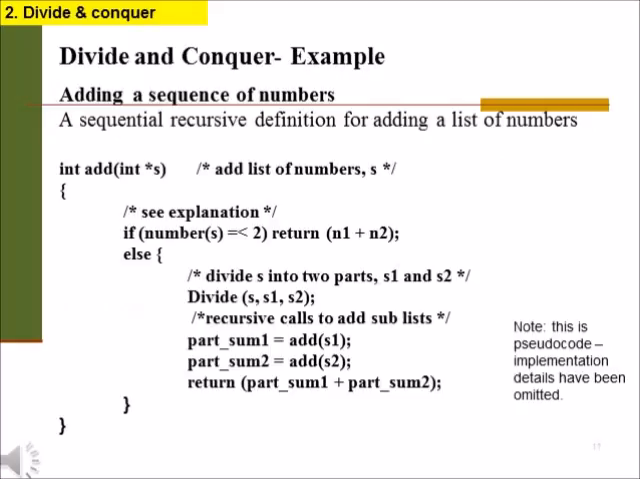Here is a sequential recursive definition for adding a list of numbers. As in all recursive definitions, a method must be present to terminate the recursion when the division can go no further. In the code, the function number returns the number of numbers in the list pointed to by s. If there are two numbers in the list, they are called n1 and n2. If there is one number in the list, it is called n1 and n2 is 0. If there are no numbers, both n1 and n2 are 0.